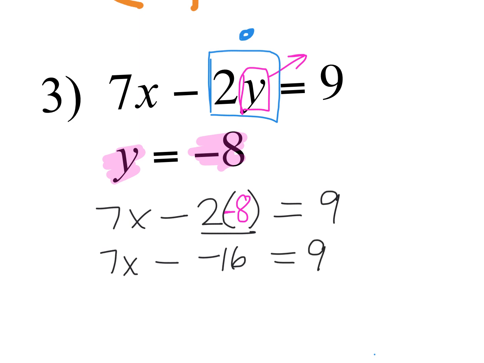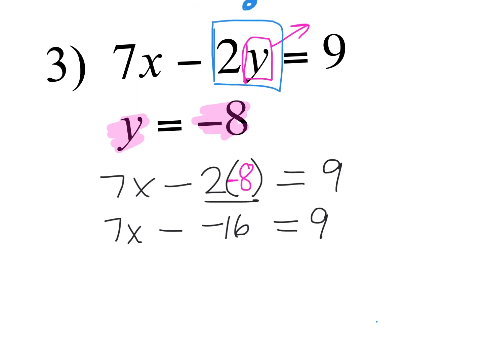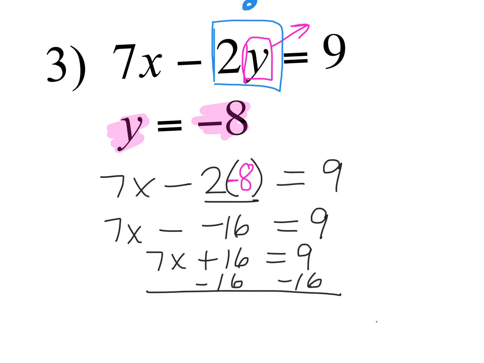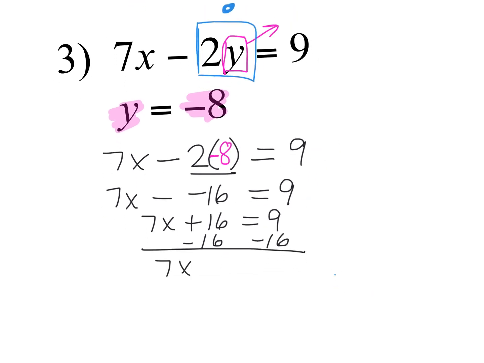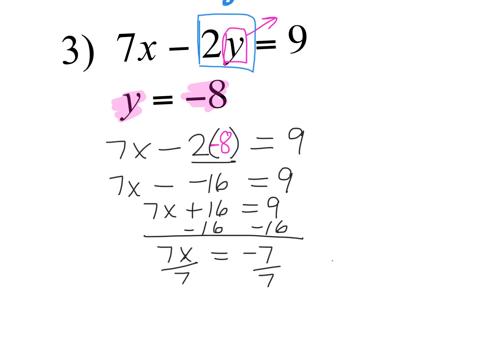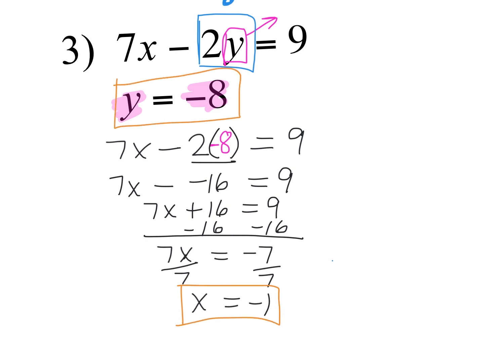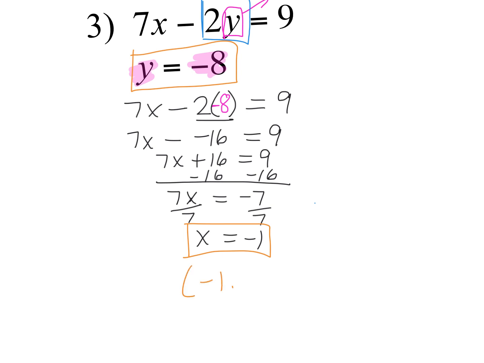And here I have that double negative again. Remember, 2 negatives make a positive. So this is going to be 7x plus 16 is equal to 9. Then I'm going to subtract 16 from both sides. I've got 7x is equal to negative 7. And I've got to cancel out that multiplication by dividing both sides by 7. So my x is equal to negative 1. So since x is negative 1 and y is equal to negative 8, that means that my solution is negative 1, negative 8.